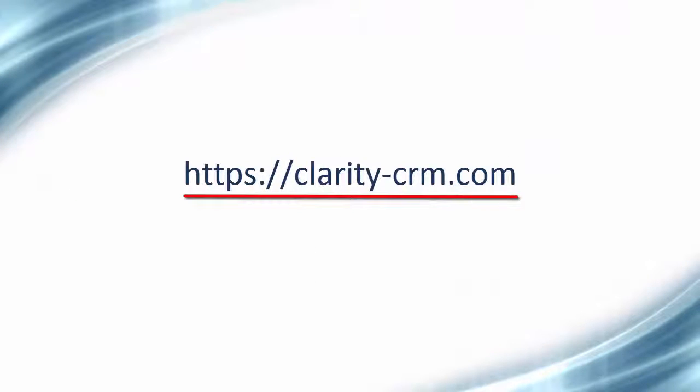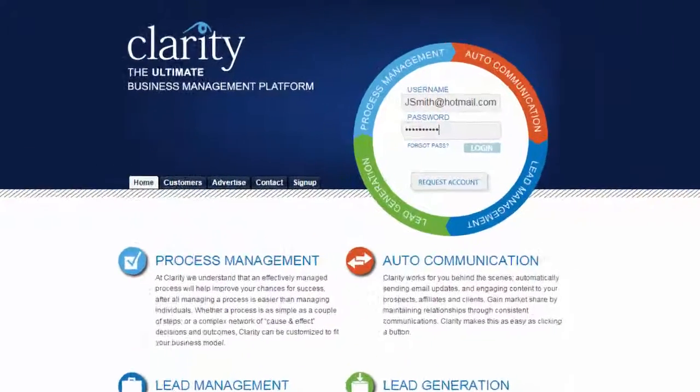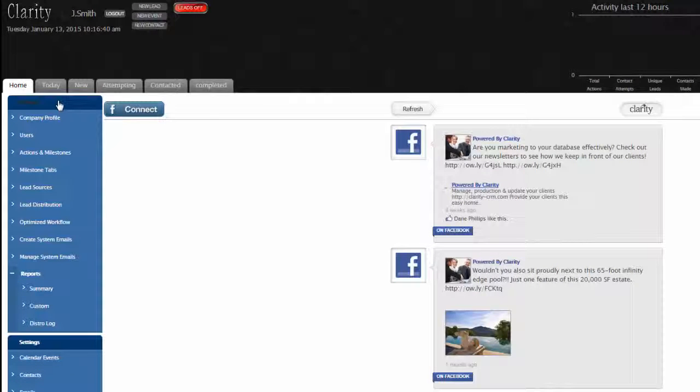Let's get started. Go to clarity-crm.com, enter your login information, and let's go to the home page. Select the Home tab on the left side of your screen. Under the Home tab, there's a Manage menu item at the top. Expand the Manage tab by selecting it and then click Lead Distribution.